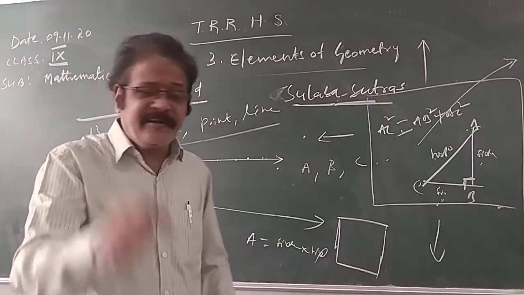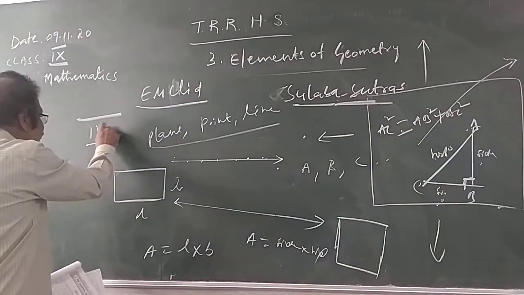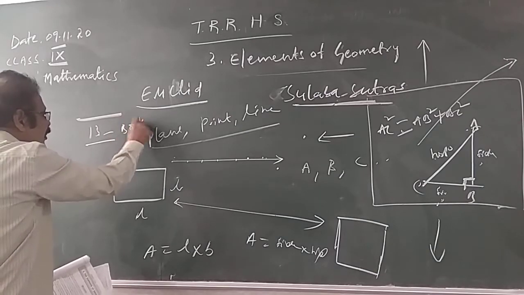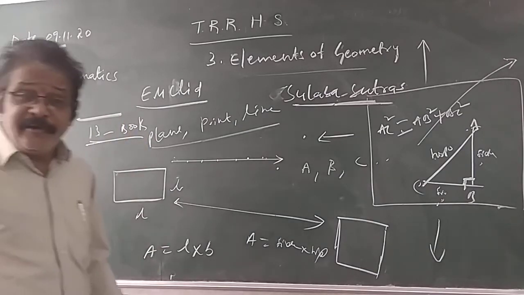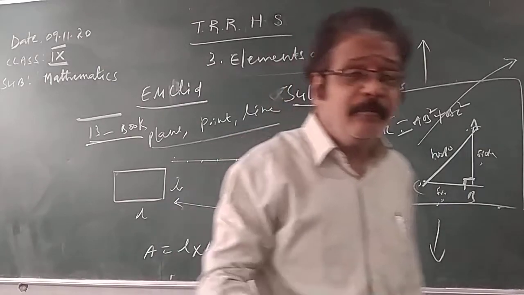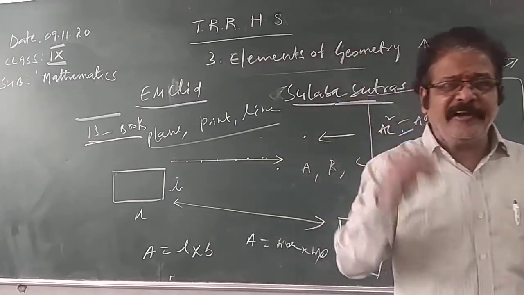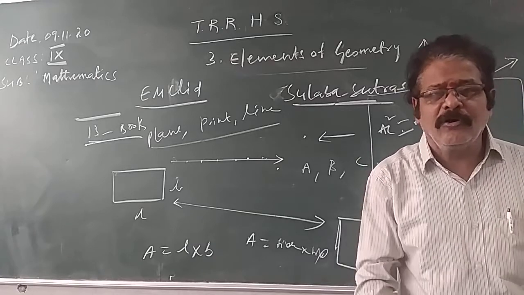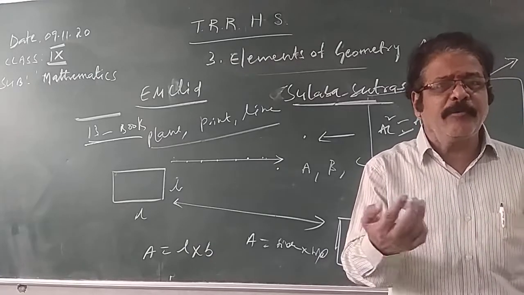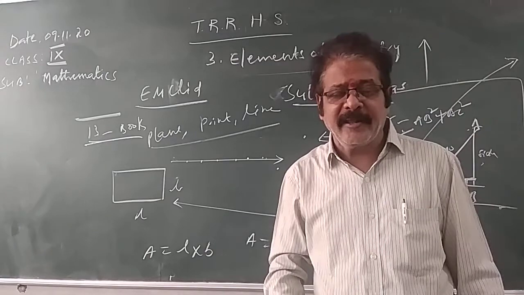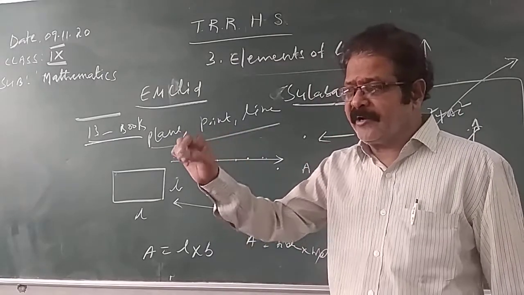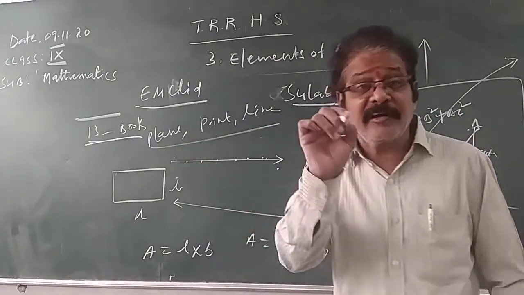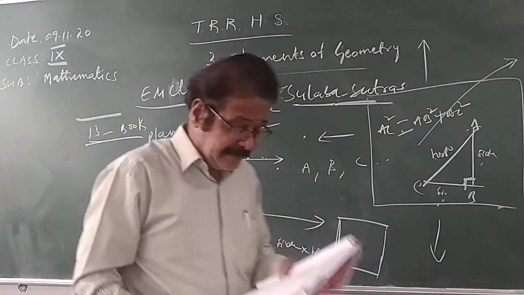The Elements consist of 13 parts, and each one is called a book. So how many books does Euclid's Elements contain? 13 books. Euclid's Elements consist of 13 books.